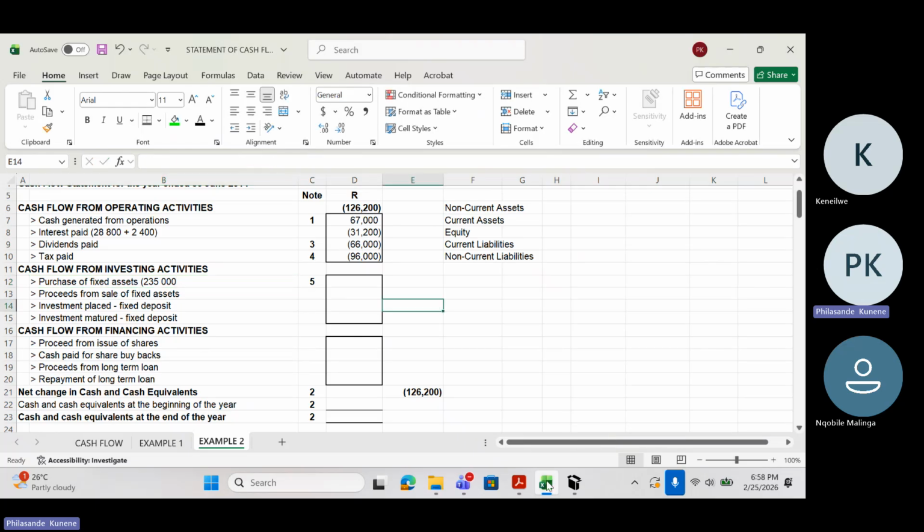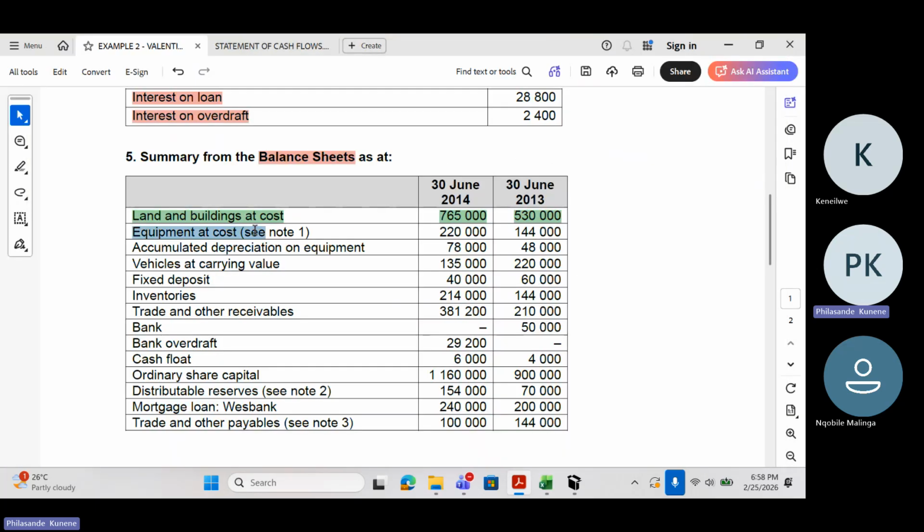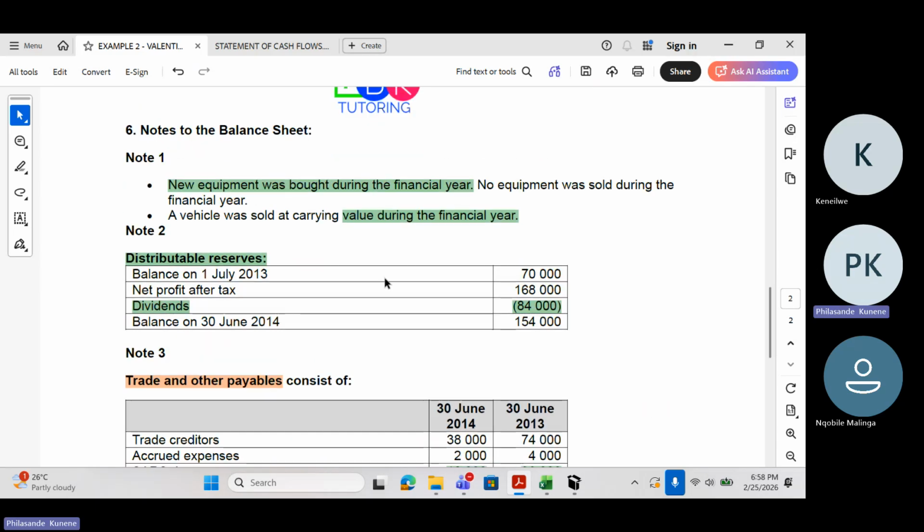I don't know if I have other purchases of fixed assets, but let's look at the equipment and cost. Here we have a cost price of 144,000 in the previous year, 220,000 in the current year. There was an increase in the equipment. But they said we must look at note number 1. Note 1 says new equipment was bought during the financial year, no equipment was sold during the year, which means there was no disposal. But I know there is equipment that I purchased during the year. Now we need to do that calculation.